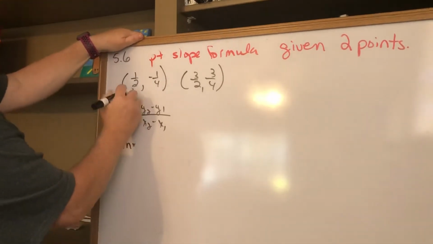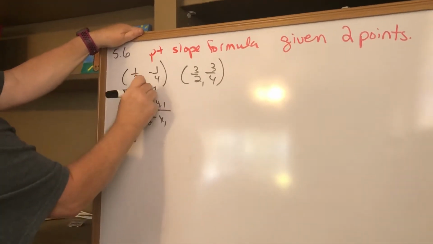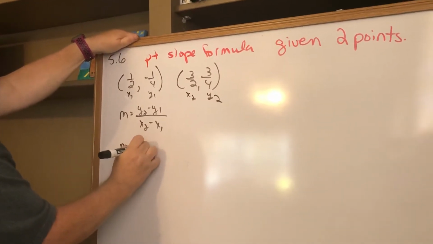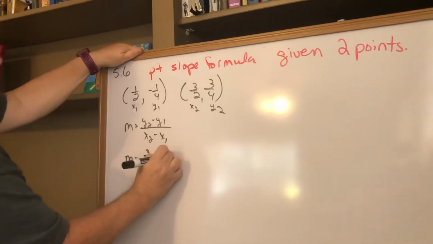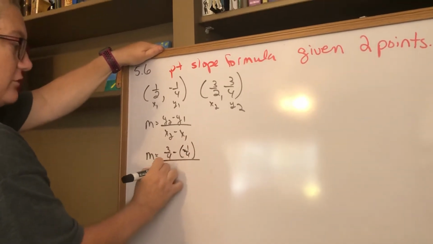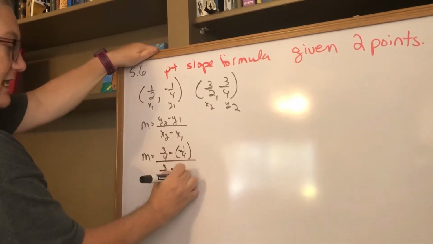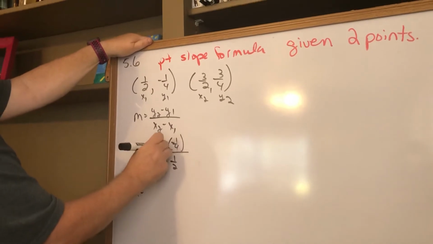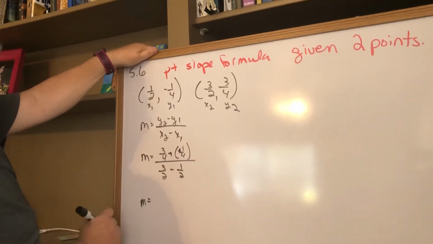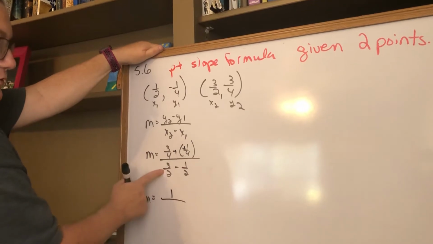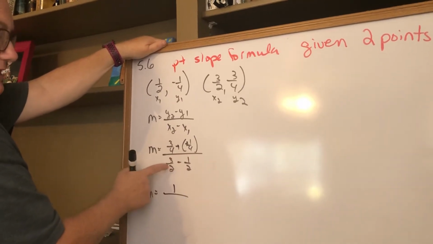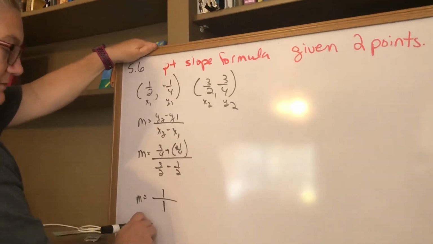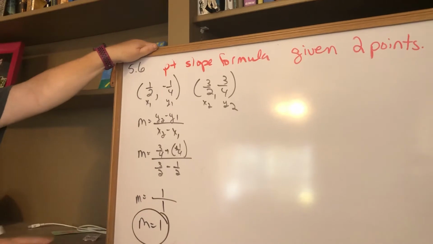So m equals, let's name them so we don't get mixed up, x1, y1, x2, y2. So we have 3/4 minus negative 1/4 all over 3/2 minus 1/2. M equals 3/4 minus negative 1/4 would be plus, would be 4 over 4. And 4 over 4 is just 1. 3/2 minus 1/2 would be 3 minus 1 would be 2 over 2 or 1. And m equals 1. So now we have our slope.